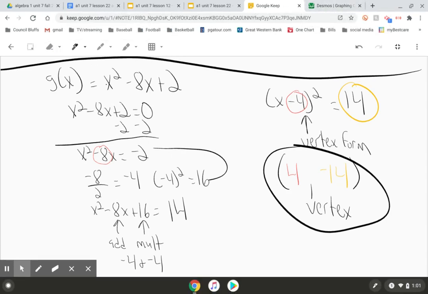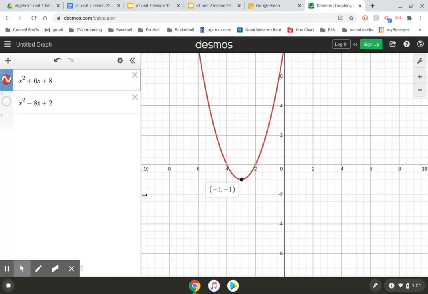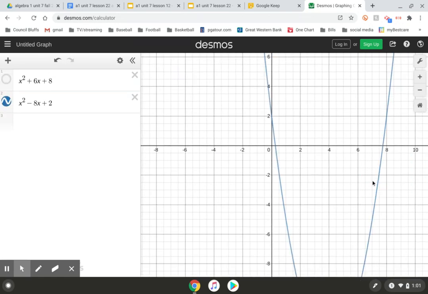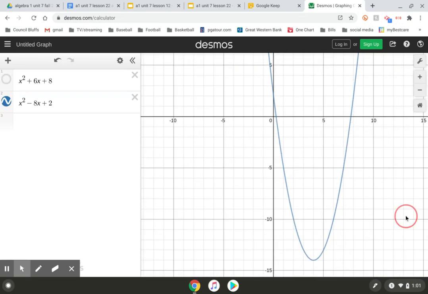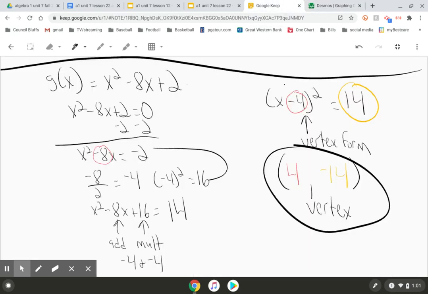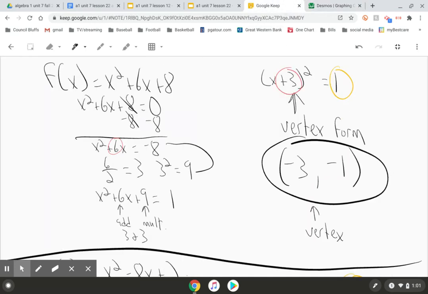Okay? And like I did before, I can put this on Desmos. I can graph x squared minus 8x plus 2. If I put that in, and I have to zoom out a little bit, but if I look at this minimum point down here, notice it's (4, -14). So the good thing about this is you can use Desmos to check your work, to make sure that you are correct. So that is what we call vertex form and finding the vertex.